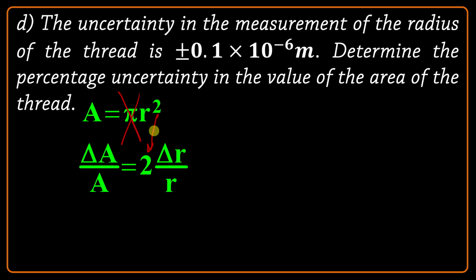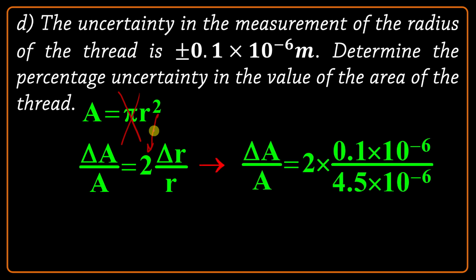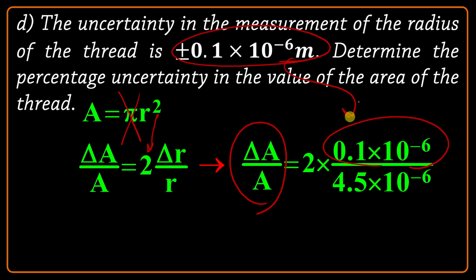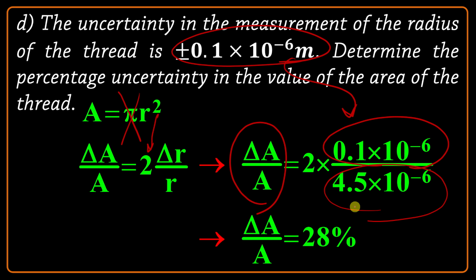Let's substitute the values. Here, delta A over A, the percentage uncertainty, will be 2 times delta R, which is exactly the uncertainty of the radius given here. And the denominator will be substituted for 4.5 times 10 to the negative 6 according to the given value for the radius. The answer may be 28%. This is the percentage uncertainty for the area.